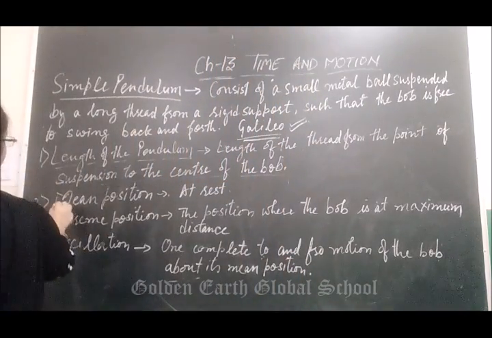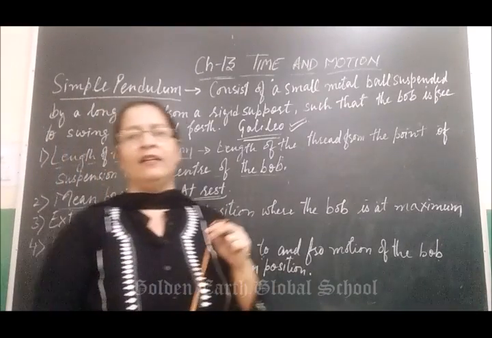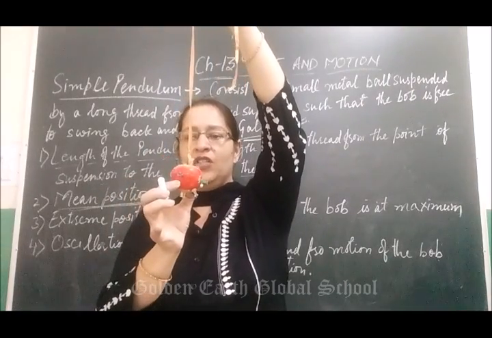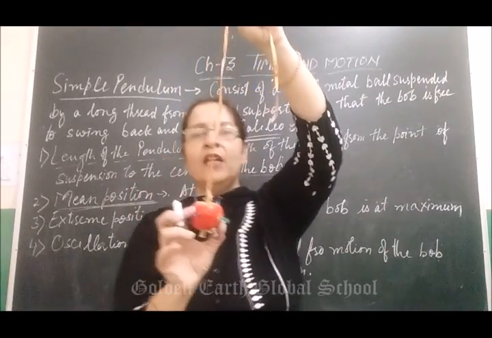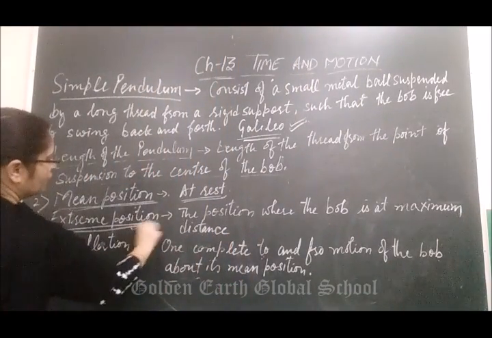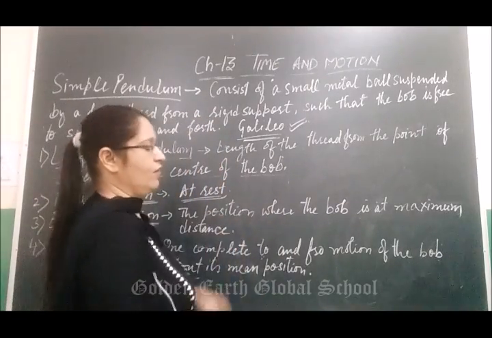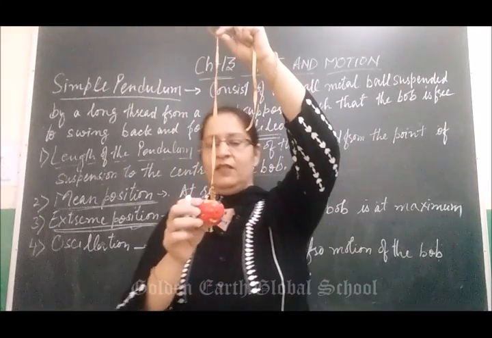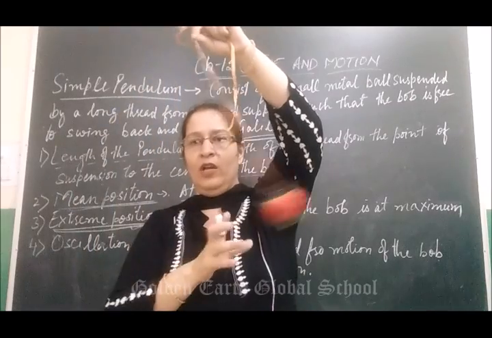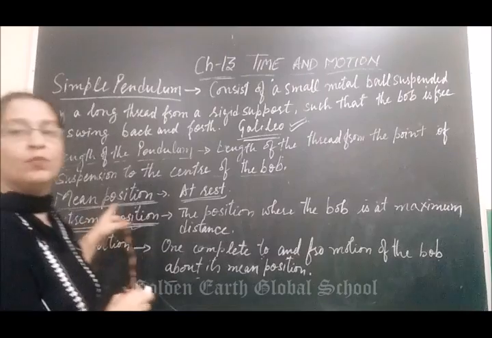Next definition is the mean position. When the bob hangs at rest like this, it is in the mean position. Next is the extreme position. What do you mean by extreme position? It is the position where the bob is at the maximum distance from the mean position. When it moves maximum to the side like this, it is called the extreme position.